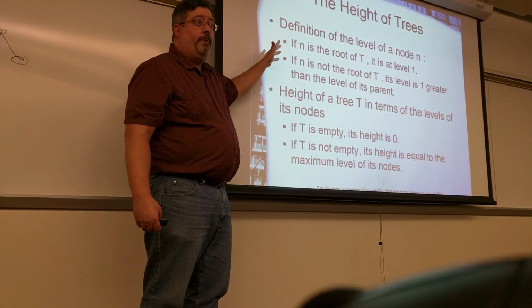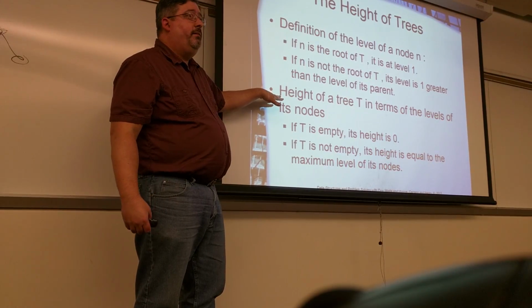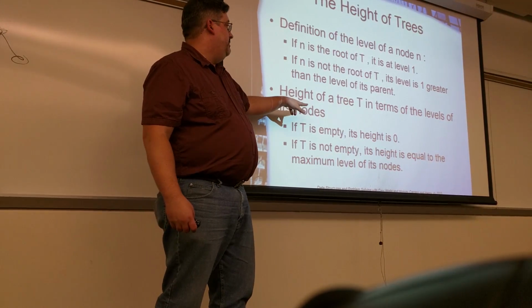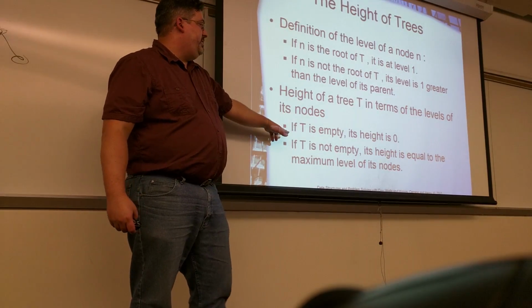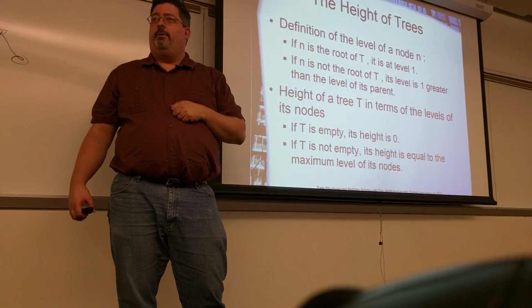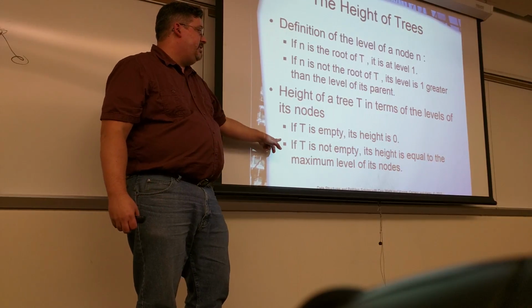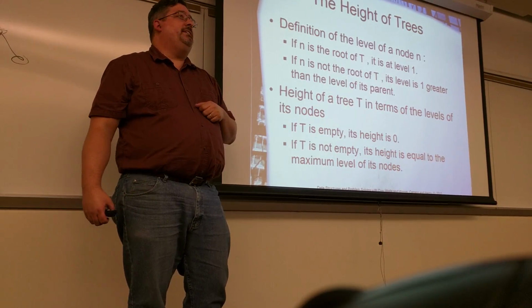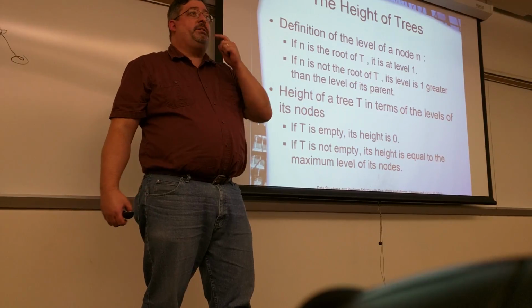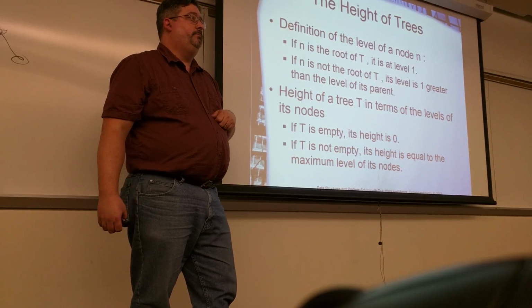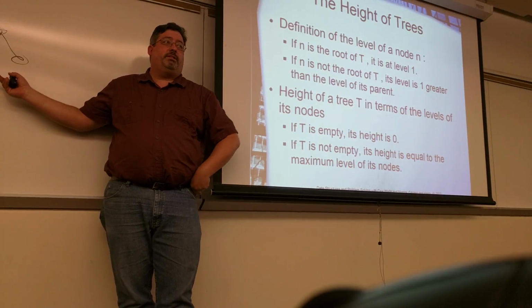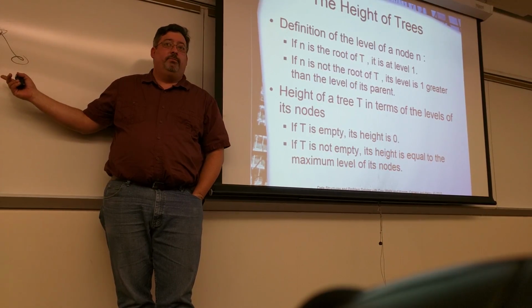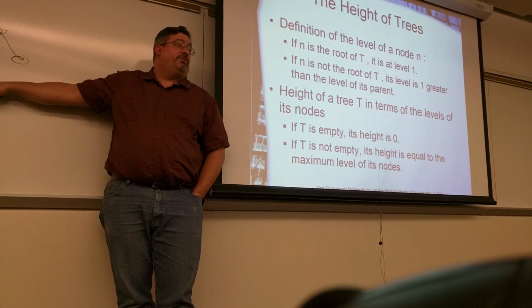Make sense? So the height of the tree, in terms of levels: if t is empty, the height is 0. Otherwise, if t is not empty, the height is equal to the maximum level. So in this case, my tree here, what's the maximum level? 4. So the height of this tree is 4.